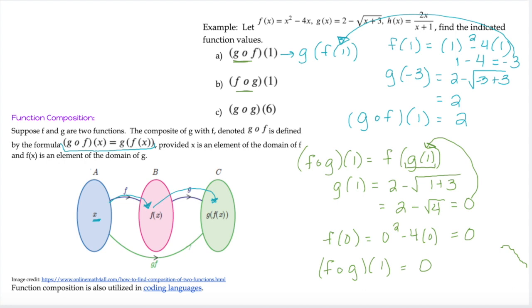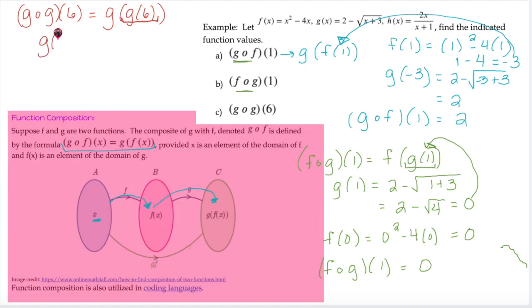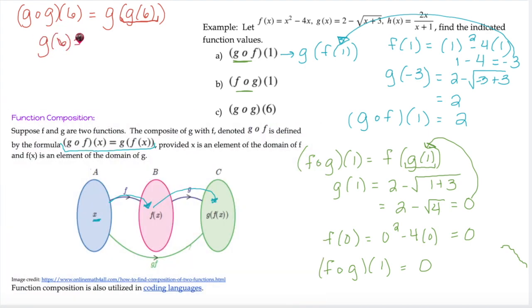So as I'm looking at g of g of 6, what is g of 6 itself? So we'll first start on the inside. What is g of 6? Our g function. So g of 6 is equal to 2 minus the square root of 6 plus 3, or 2 minus the square root of 9. 2 minus 3, so negative 1.